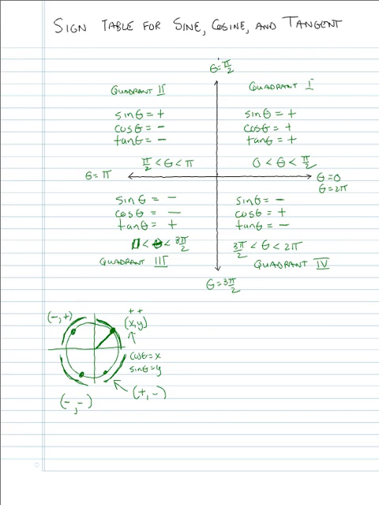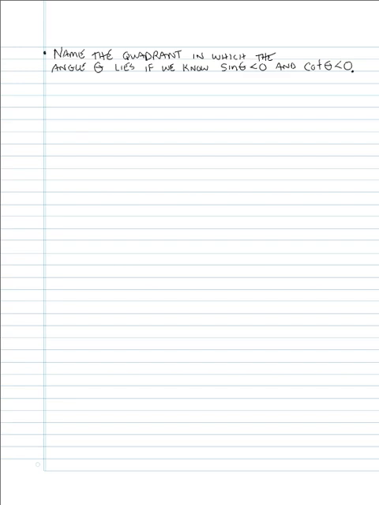So this allows us to, let's go to the next page and answer a couple of questions. So we're given a puzzle, more or less. Name the quadrant in which the angle theta lies if we know these two pieces of information, that the sine of theta is less than 0 and the cotangent of theta is also less than 0.